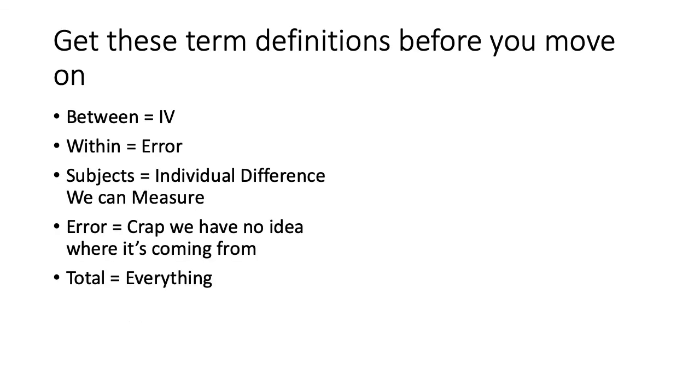And y'all, just for the future, we should just use the terms between, within, total, subjects, and error. I was simply describing what they were a little bit in detail so you would get an idea. Between is the between groups variation. Within is the within groups variation. Total is the total variation. Subjects is the participants variation. Error is crap that's left over.